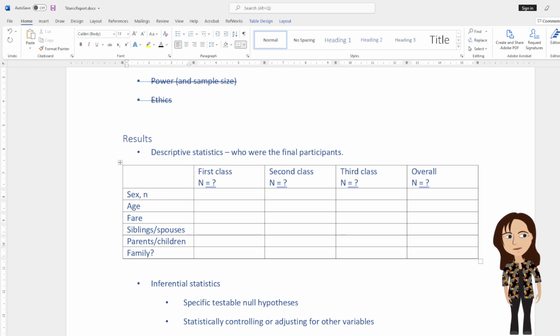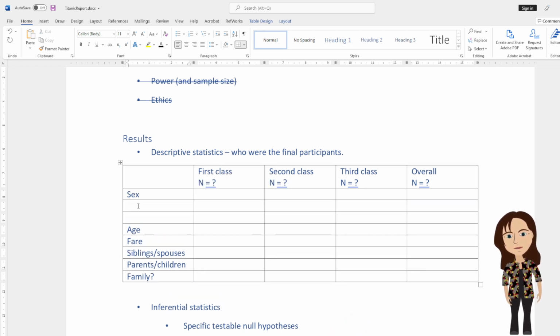And then how are we going to summarize each of these variables? So sex is, let me put this in 2 rows. Male, no, female, and percentage.